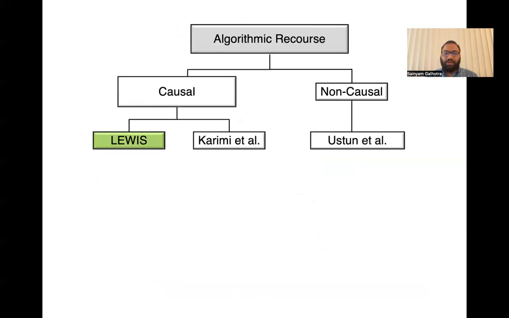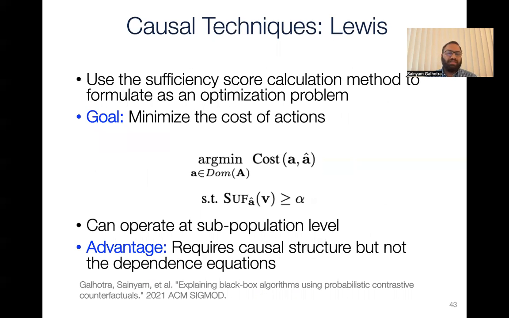Now, let us look at Lewis, which is the latest causal technique for recourse. This is a causal approach that also models recourse as an optimization problem, with a difference that it considers a constraint on the sufficiency of the changes in the original input, which captures the likelihood of flipping the outcome. Setting this threshold alpha to 1 means that the classifier outcome is guaranteed to flip, but choosing a smaller value of alpha denotes the probability that the outcome would flip for this individual.